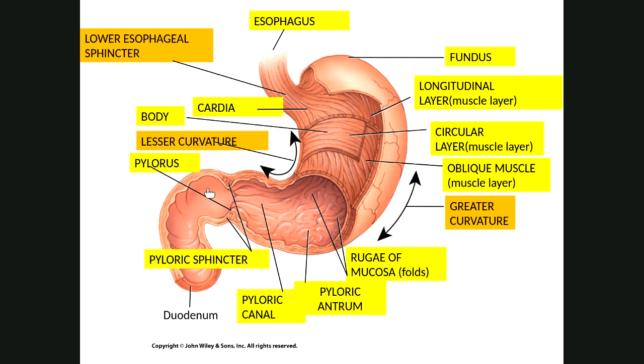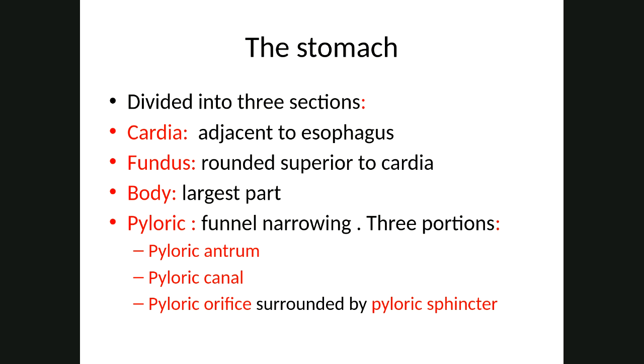Right here is the pyloric sphincter. Up here is the esophageal sphincter. So remember, the esophageal sphincter is where the esophagus enters the stomach, and then the pyloric sphincter is where the stomach leaves its contents through the pyloric sphincter into the duodenum. Duodenum means 12. Duo is 2, denum or de means 10, so 12. So the duodenum is about as long as 12 fingers, one next to the other. Just a little side note.